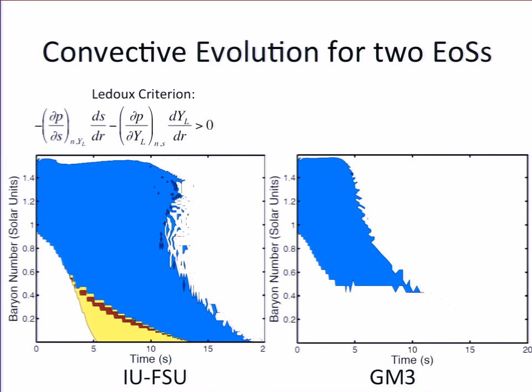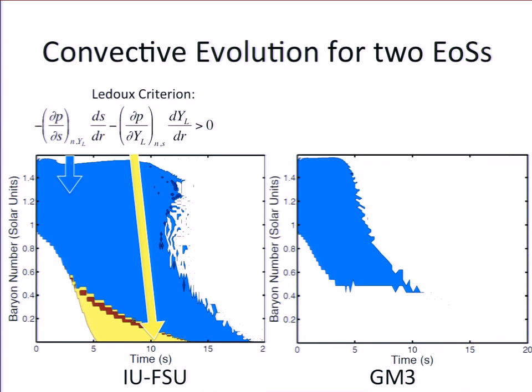I've color-coded these in two ways. There's this blue region where negative gradients in entropy are driving the instability, and gradients in lepton fraction are providing some sort of stabilizing influence. And then this yellow region is where negative gradients in lepton number are also providing a destabilizing influence. And you can see that that region never shows up here.